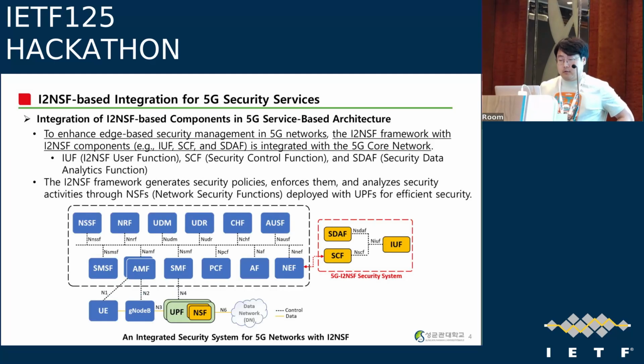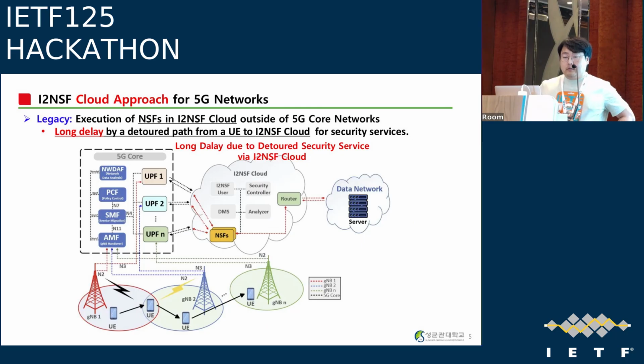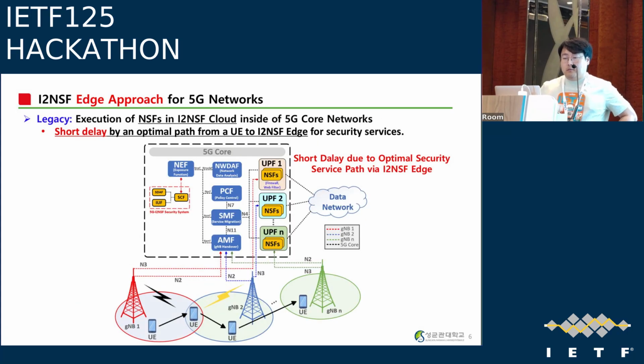This is the whole structure of our 5G I2NSF system, where we integrate the security system with the 5G core networks. I2NSF itself is a cloud approach, with the network security function on the cloud, so it can cause a long delay due to the detour to the security service via the I2NSF cloud. But we use the edge approach, placing the NSF inside the UPF, to make a short delay due to the optimal security service path via the I2NSF edge.